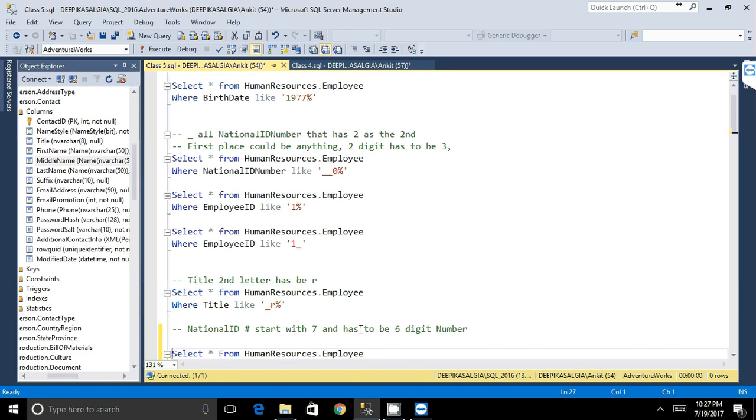You don't need the percent anymore. Why do you put the percent? Yeah, you don't need the percent, because if you put the percent, then it could be 6-digit and after it could be anything. It means it could be any length. So there is no point in putting the underbar and then the percent together, because then it makes it of any length, right?